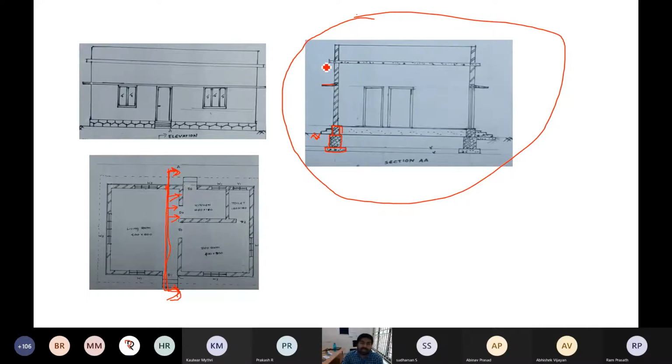For the roof slab, the specification dimension is given as 12 centimeter or 15 centimeter. Whatever specifications are given, according to those you have to draw this roof. Then above that roof, some parapet wall is there.